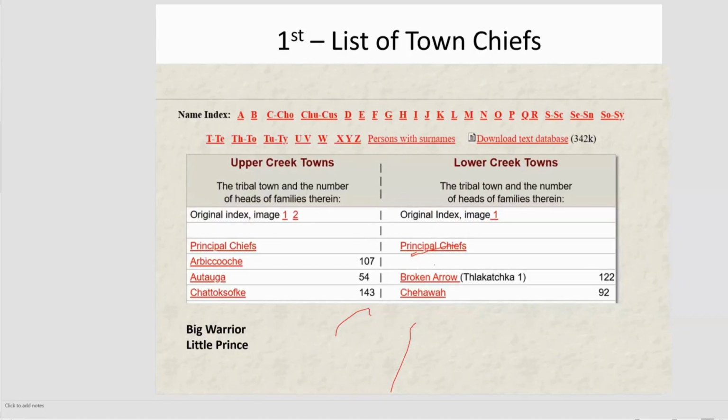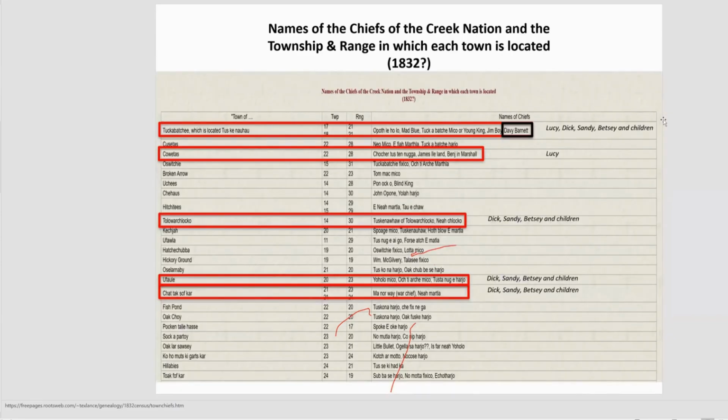Now, this particular thing is showing us, again, the town chiefs. But then as I'm looking at the town chiefs in the township and range, what I'm showing you is, remember when it talked about Lucy and Betty and the children and who was the chief that sat there and signed that document with their names on it. Now I'm adding the record from the deed to the data. And now I'm trying to make an understanding. Was Lucy, Dick, Sandy, and Betsy and her children living amongst the Tuckabatchee?